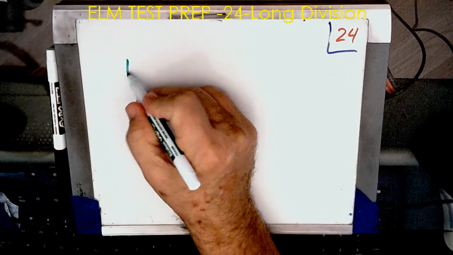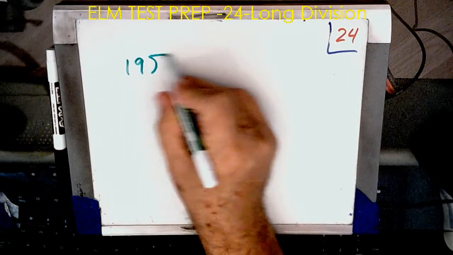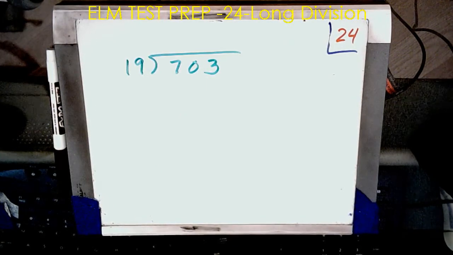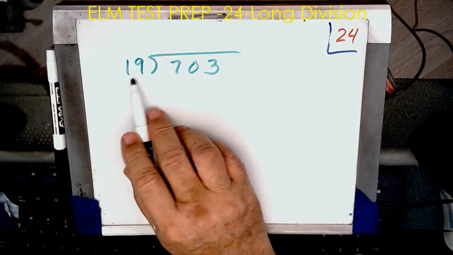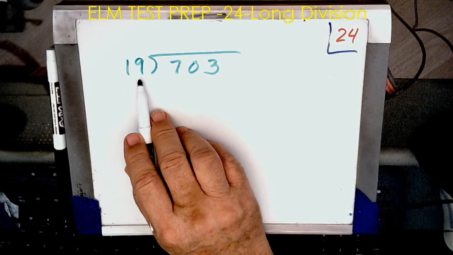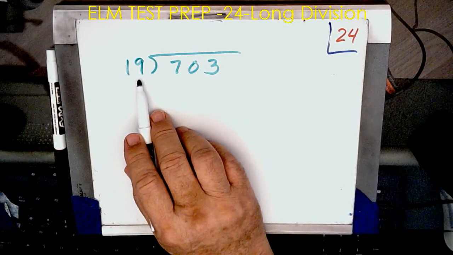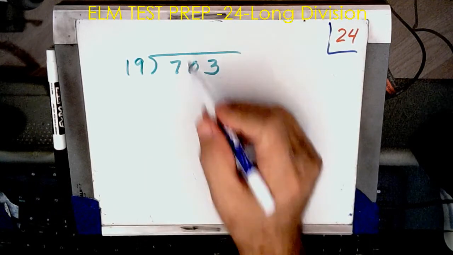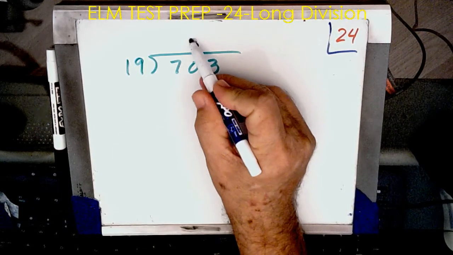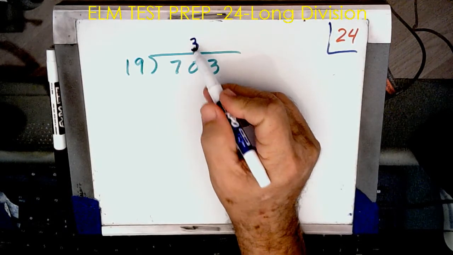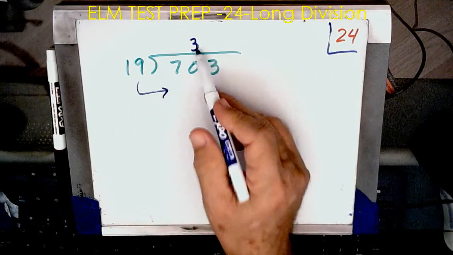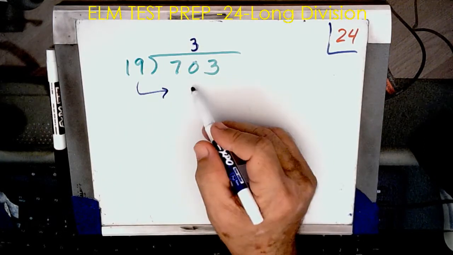Alright, so let's look at these ideas in this process in a little bit larger context. Let's divide 19 into 703. I could look at this 19 and say, well, that's approximately 20, and estimate dividing by 20. 20 goes into 70. I know 3 times 20 is 60, so that's pretty close. So I'd make an estimate of 3 here. I then multiply 3 times my 19, and 3 times 9 is 27.